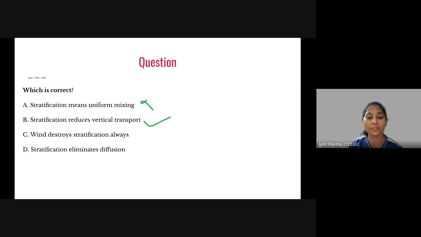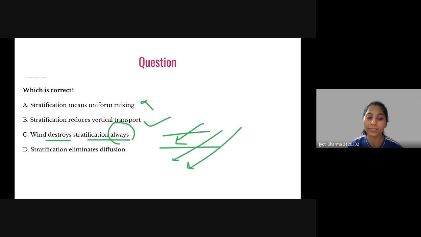Wind destroys stratification always? Wind can destroy the upper layer, but if wind is going to the lower layer also, then it can destroy the stratification, but most of the time the wind will disturb just the upper layer of the lake. Stratification eliminates diffusion? Diffusion will always be there. Stratification can't eliminate the diffusion, right? So the B answer is the right one.